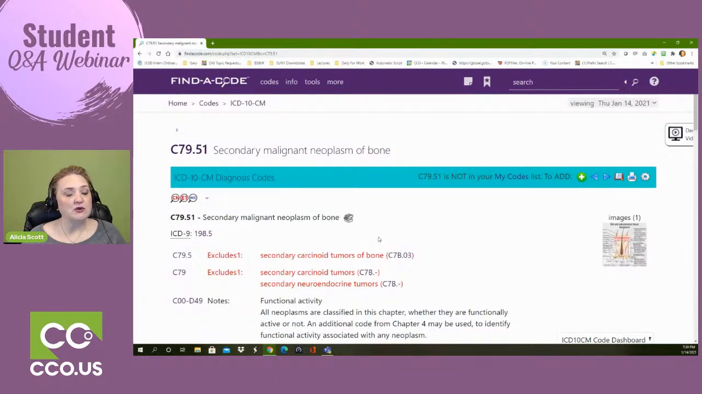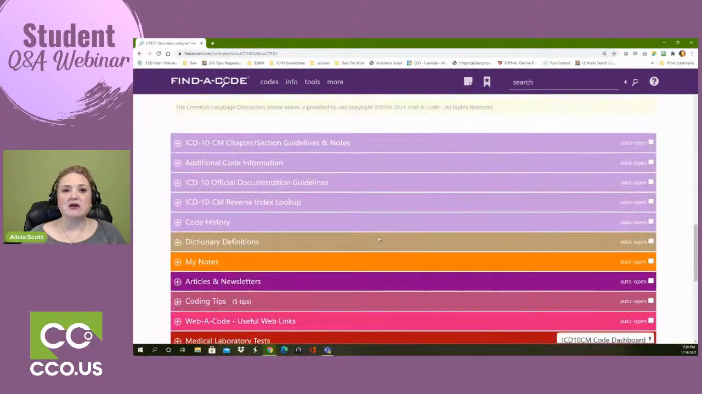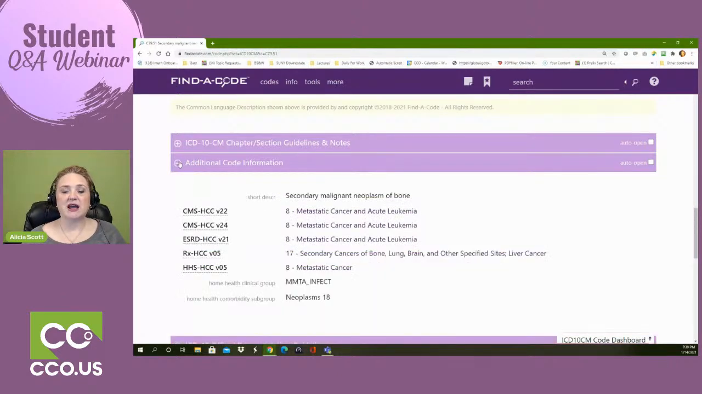Now, Find a Code also has some additional helpful tools, and I'm very much involved with risk adjustment, right? You hear me talk about that all the time. So let's talk about how it risk adjusts. We're in V24 right now, so that's the one we look at. HCC 8, metastatic cancer and acute leukemia. Why are bone cancer and leukemia linked under the same HCC 8? They carry the same HCC because bone and bone marrow, right?